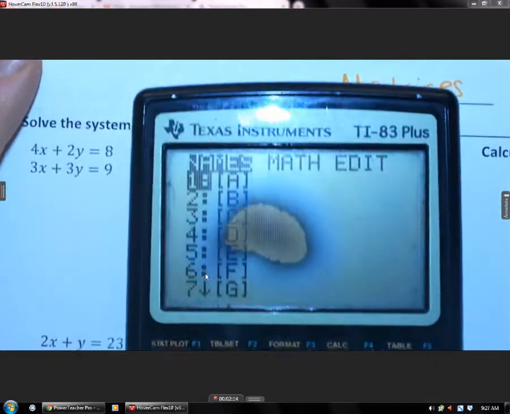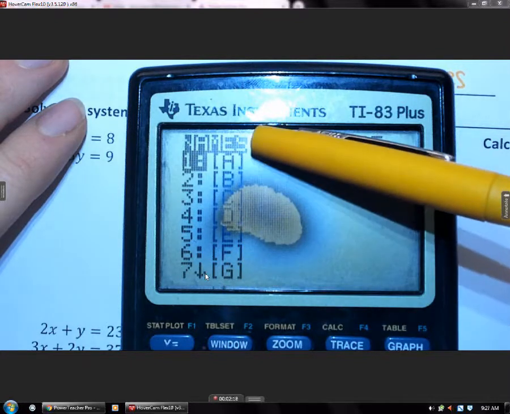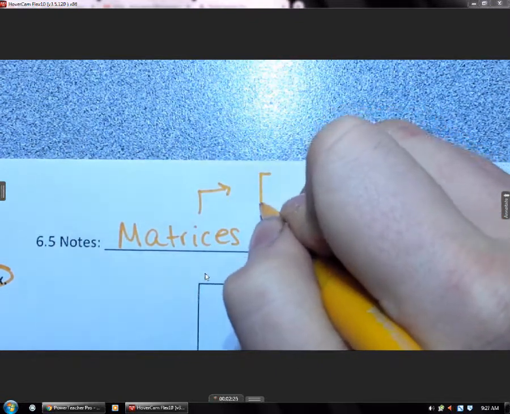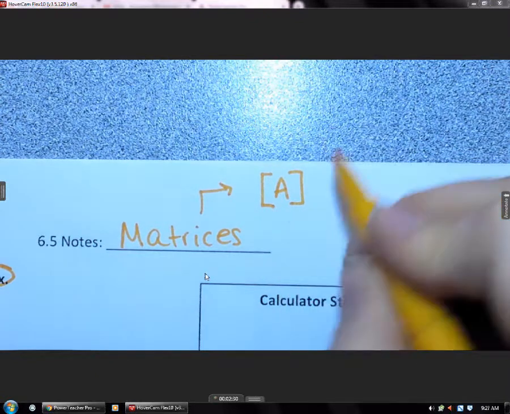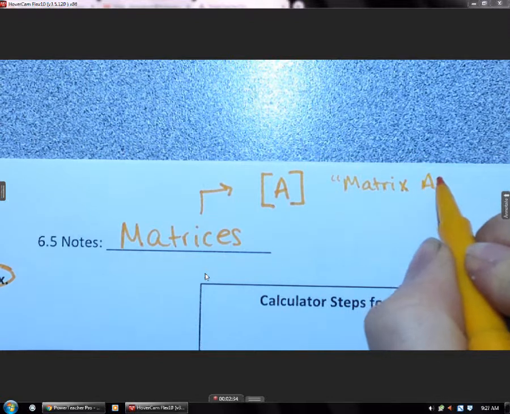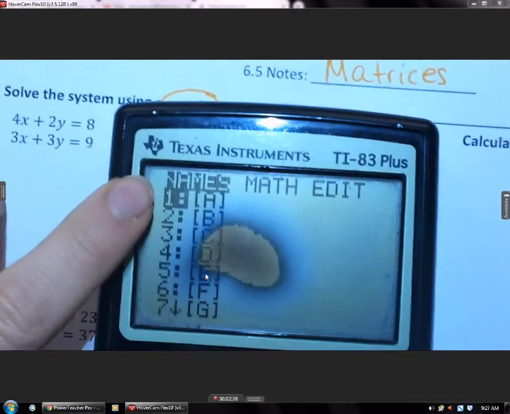And it tells you this, names, and it gives you... This is what Neo saw. Yeah, yeah. Wow. Okay, this symbol right here, a matrix, they represent with these brackets. This is what we call matrix A. That's what that means, matrix A. So this has names of matrices.